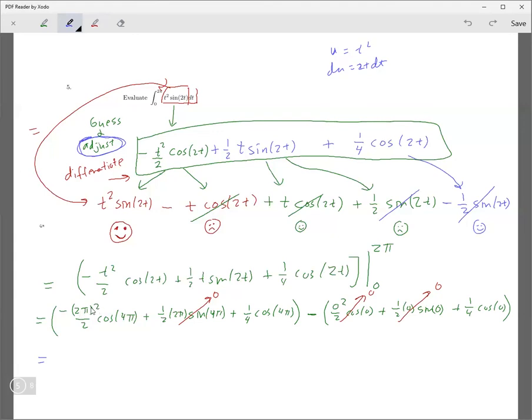Here we get 4 pi squared, but it's divided by 2, so that's 2 pi squared. Cosine of 4 pi is 1. There's also the negative sign there. Here, this is also 1. And this is also 1. But there's minus 1/4. So in the end, we end up with negative 2 pi squared. There's the answer.